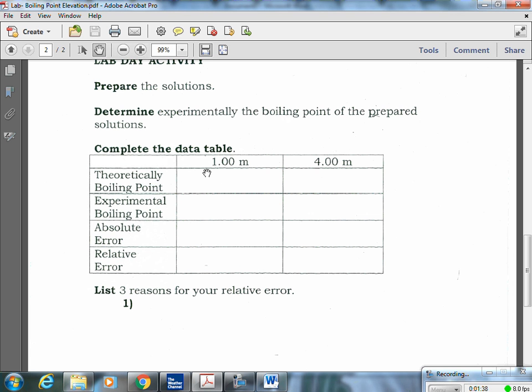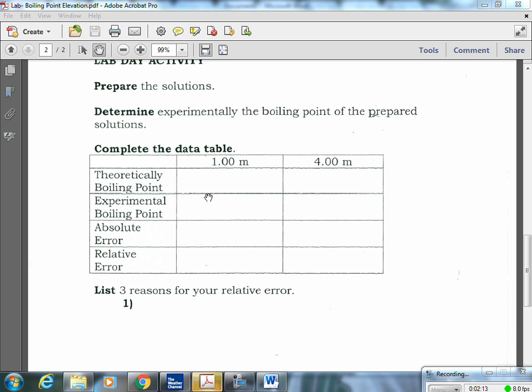Now remember, when calculating the theoretical boiling point, we are going to use the equation that the change in the temperature of the boiling point is equal to Van't Hoff's factor times the boiling point constant times the molality. So you will need to use that equation to calculate both of the theoretical boiling points. If you forget that equation, look back into the notes that you took previously. It is in there.